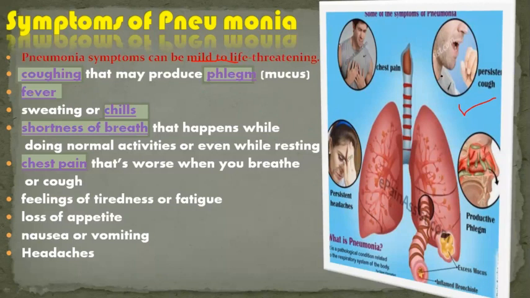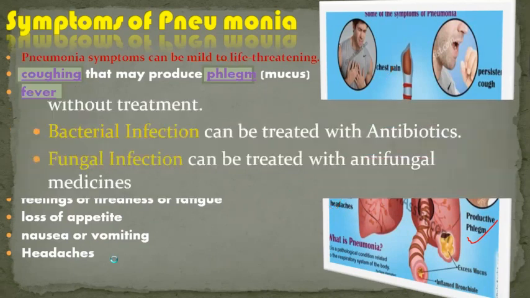If with the cough there is chest pain and persistent headache as well for 2 to 3 weeks, and with that more phlegm is produced, these are some of the symptoms. Shortness of breath during normal activities, also chest pain, feeling of tiredness and fatigue, loss of appetite, nausea, vomiting and headaches are some common symptoms of pneumonia.